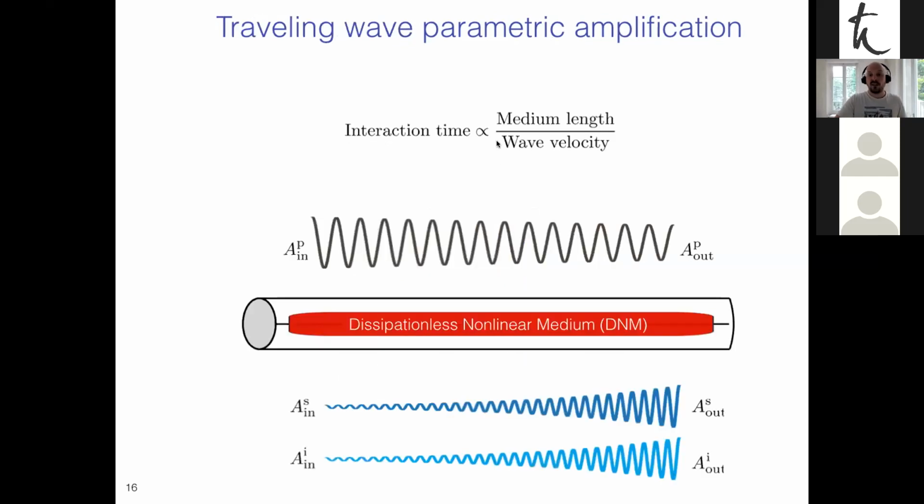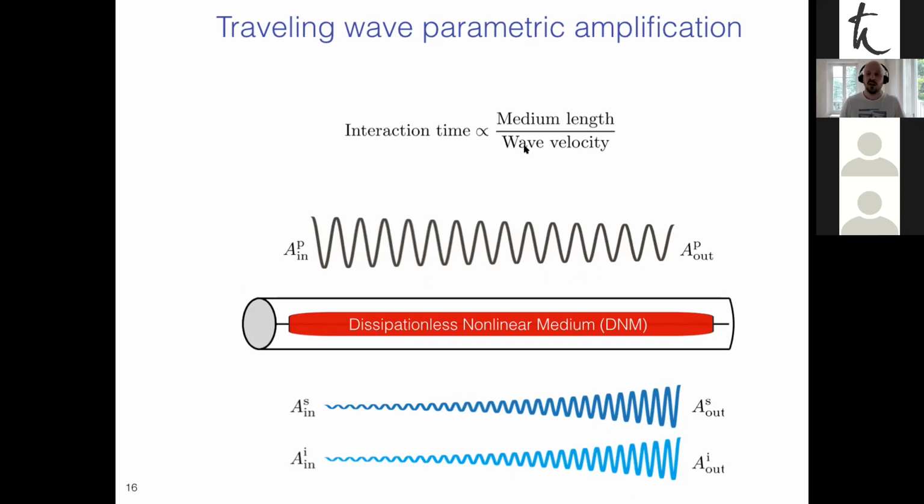So there is another way to get parametric amplification. And this is what I'm going to discuss today, and it's called traveling wave parametric amplification. In this case, you have a distributed medium, a dissipationless, if possible, nonlinear medium. And in this case, the interaction time is basically the medium length divided by the wave velocity. So you don't have any more cavity, you're cavity free, and your interaction time is just long enough if you have a medium which is long enough.